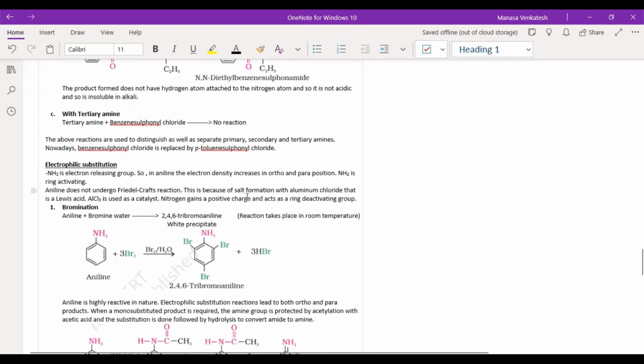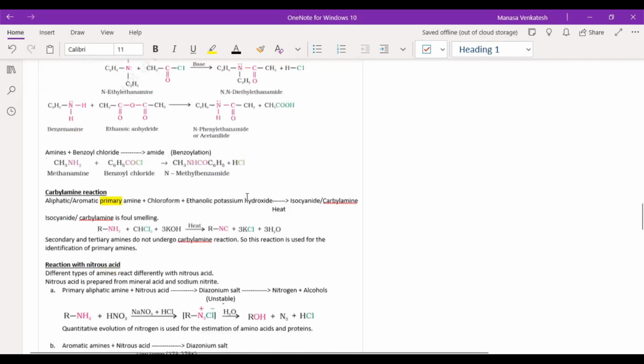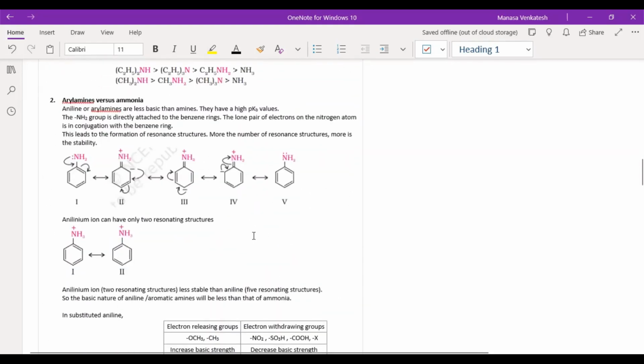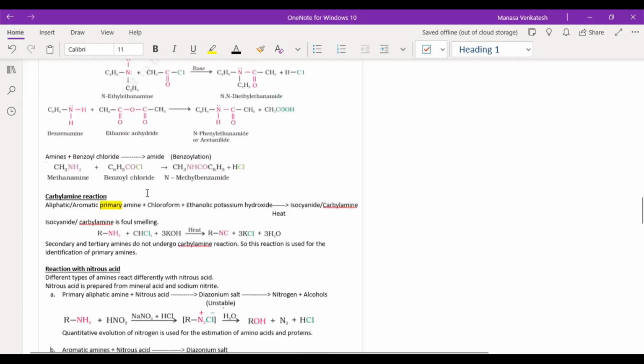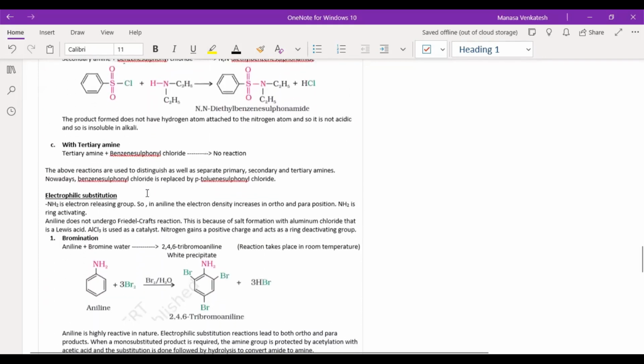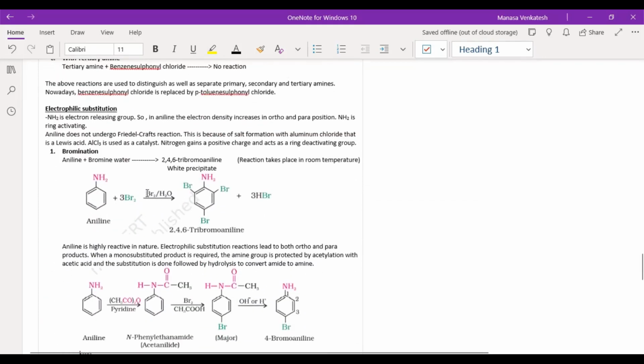Now, NH2 is electron releasing. If you remember, we've seen the resonance structures, and because of that, you have the negative charge at the ortho as well as the para position. And NH2 actually activates the ring so much that you get a mixture of products. Aniline also does not undergo Friedel-Crafts reaction, because of the formation of a salt with aluminium chloride. And the aluminium chloride is actually very important because it's the catalyst of a Friedel-Crafts reaction.